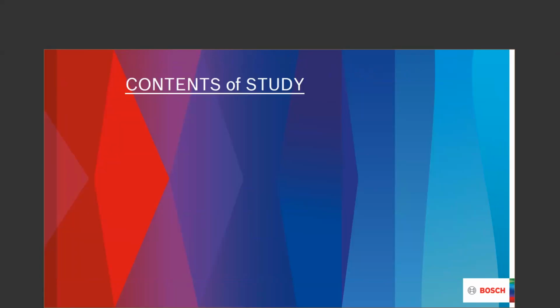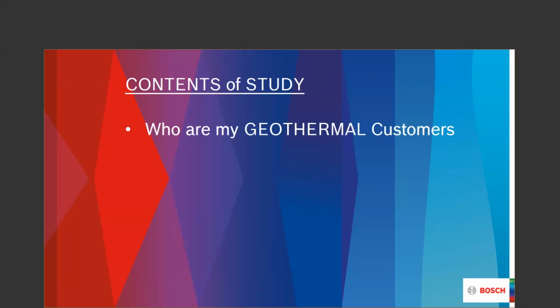So let's look at the contents of study with this particular idea. And one of the things that always comes up is, who are my geothermal customers? Where do I go to market? Where's my demographics? What am I looking at? Am I looking at a new residential situation, a new home situation, or can I literally look at a retrofit and have that be my target customer base? And all of that is absolutely true.